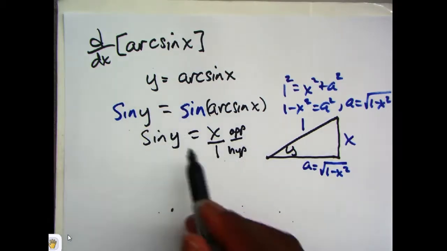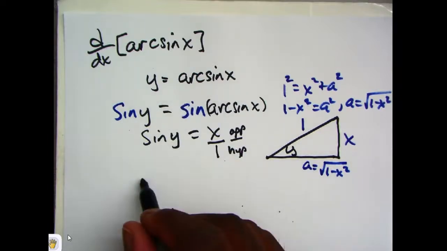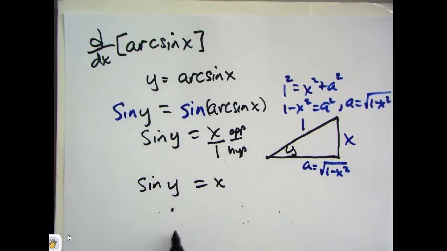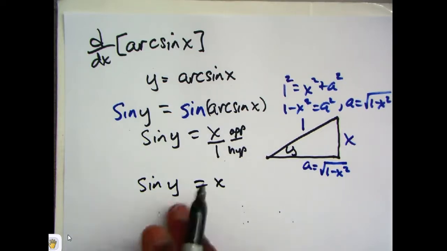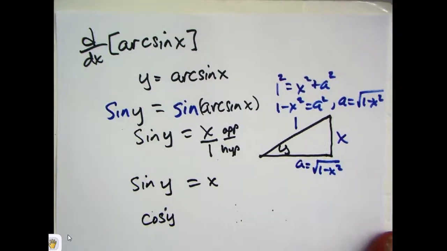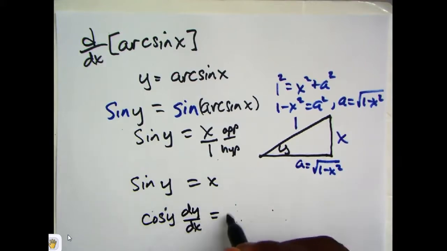So here, if y is equal to the arcsine of x, then that means that sine of y is equal to x. Now let's take the derivative of both sides. The derivative of sine is cosine, so we're going to get cosine of y, but this is implicit differentiation. So cosine of y times dy/dx is equal to 1. The derivative of x is 1.